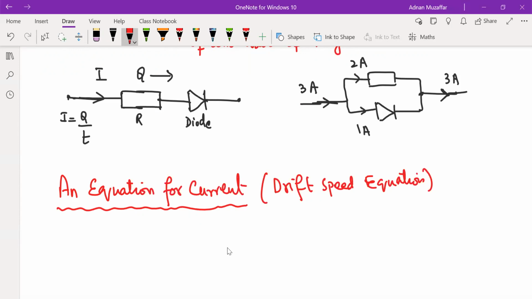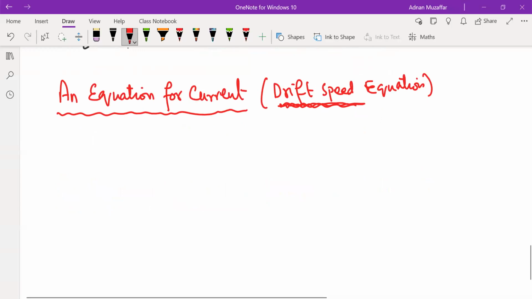Okay, and we will also discuss the factors on which that current depends, and we will also introduce a concept of drift speed. What is the meaning of drift speed of electrons? So let me explain, and let me draw some diagrams to explain you all. So the first thing is the concept of drift speed.